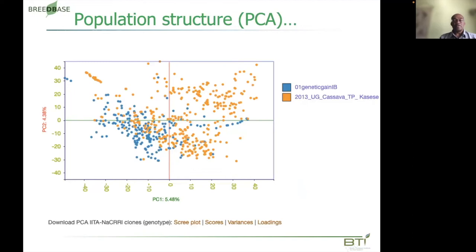If you want to assess any underlying patterns or similarities in a group of clones, for example, based on any kind of measurements taken on them, whether phenotypic or genotypic measurements, you can use PCA, and it will show you if there is any underlying pattern. For example, applying a PCA analysis on this mock data set that is made of clones from NACRI and IITA shows that, yeah, there is some differentiation between the clones from the two breeding programs.